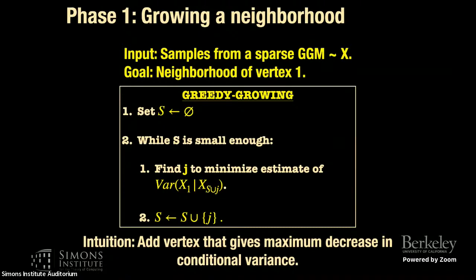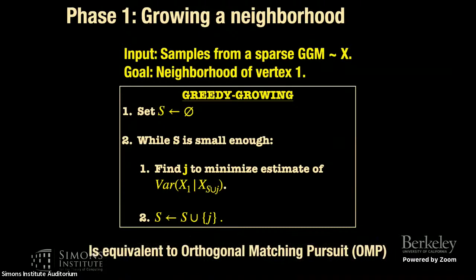I'm using the true variance as a number here, but you can use estimates for that in your algorithm, and it doesn't change too much. And interestingly, if you're familiar with compressed sensing literature, this algorithm is actually equivalent to something called orthogonal matching pursuit. Just as an aside, it just happens to be the same as OMP, which is very nice.